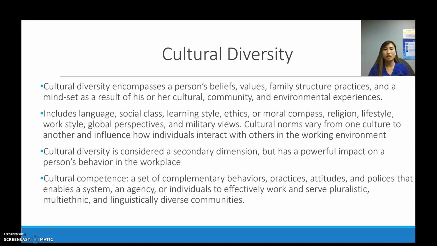Cultural competence refers to a set of complementary behaviors, practices, attitudes, and policies that enable the system, agency, or individuals to effectively work and serve pluralistic, multi-ethnic, and linguistically diverse communities.